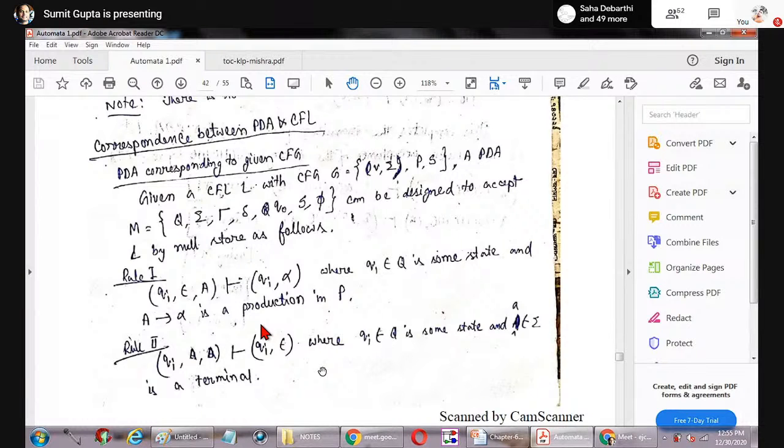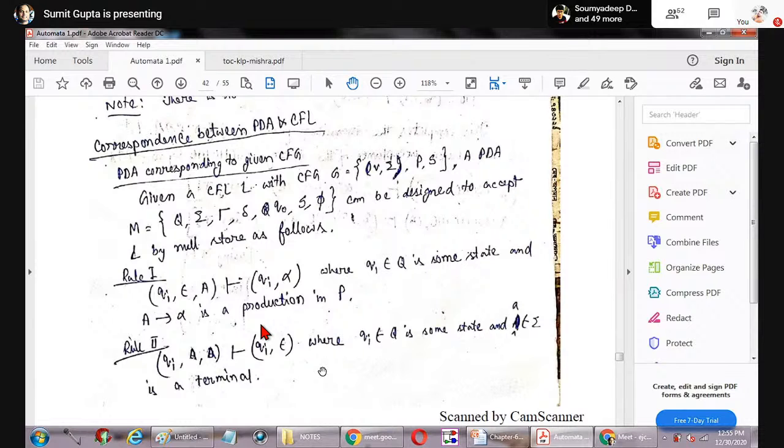The rules are clear, somewhat clear. I'm not saying 100% but somewhat clear, because once we do apply it in a particular problem then it will be 100% clear. So these two rules will be employed while we are creating a PDA corresponding to a given context-free grammar. In the context-free grammar, we have 4 tuples, capital V, sigma, P, S. So these three are not so significant.